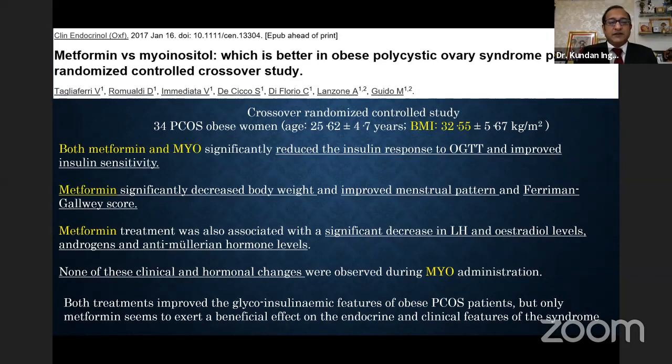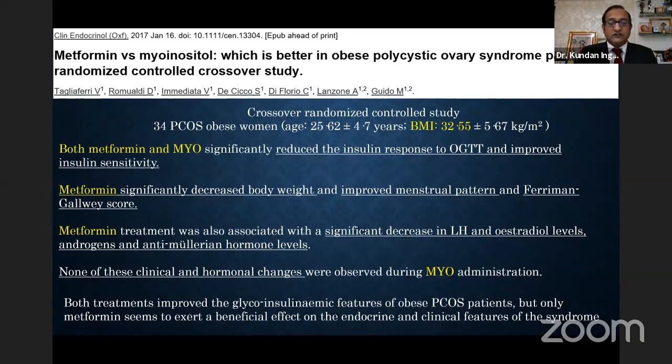category. Metformin or myo-inositol, those are insulin sensitizers. So in this crossover randomized control study of 34 PCOS obese women, they demonstrated that metformin and myo-inositol significantly reduce the insulin response to GTT and impaired insulin sensitivity. Especially with metformin, they significantly decreased the body weight and improved the menstrual pattern as well as the Ferriman-Gallwey score.